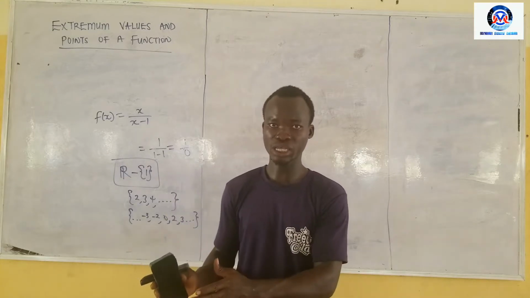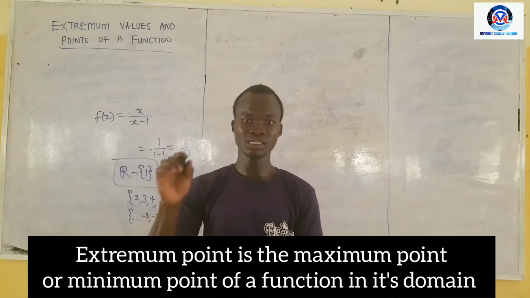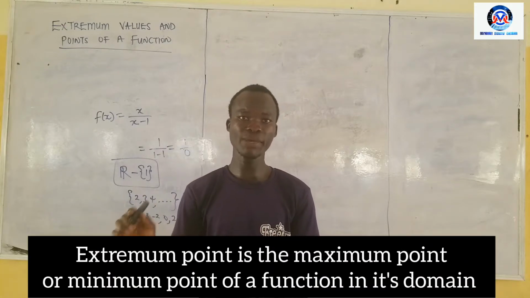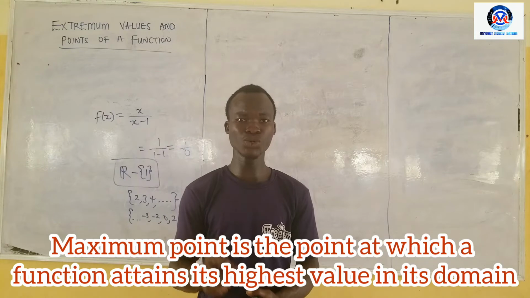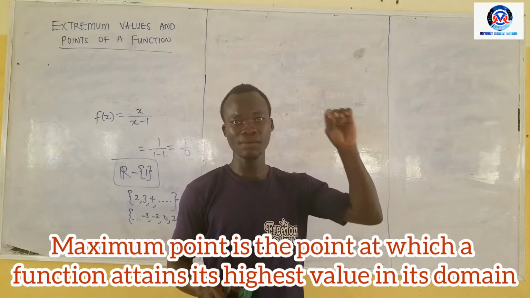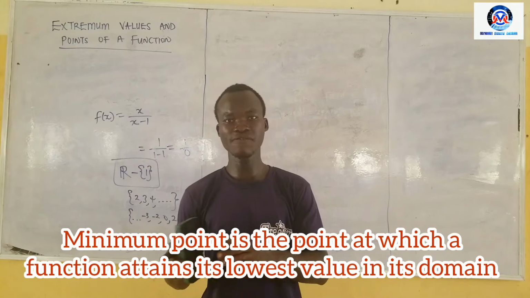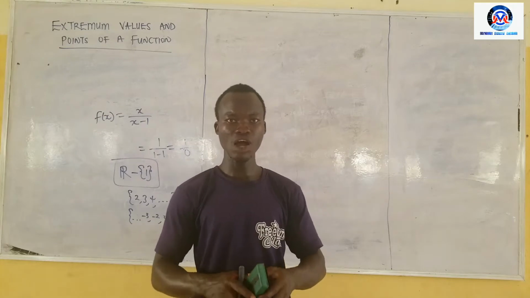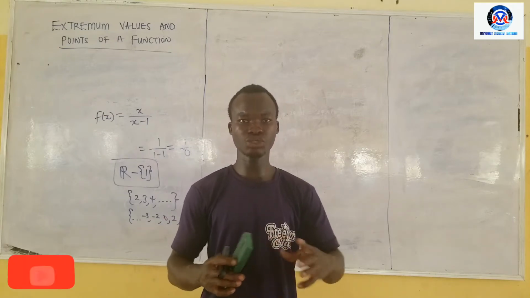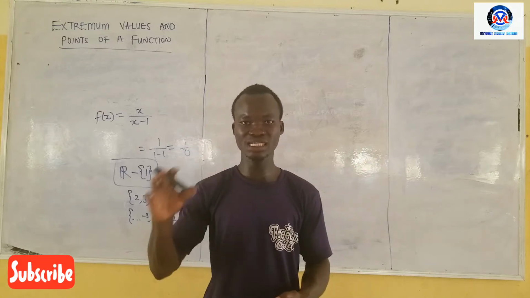Now we want to talk about the extremum point. Extremum point is simply the maximum point or the minimum point of a function. What is the maximum point? The maximum point is the point at which a function attains its maximum value. While the minimum point is the point at which a function attains its minimum value. So now, how do we differentiate clearly between extremum values and extremum points?